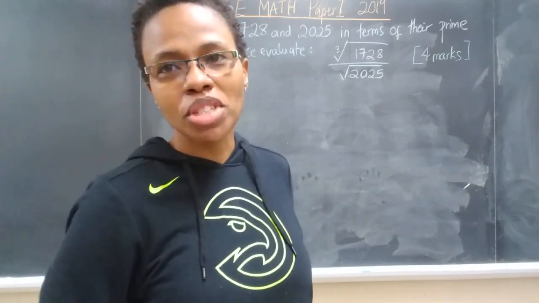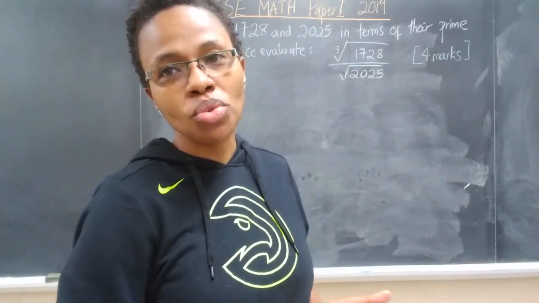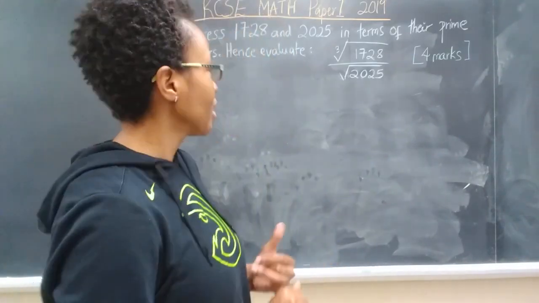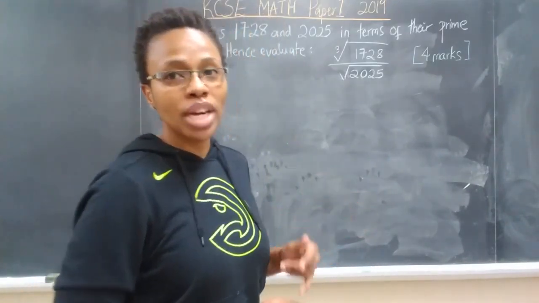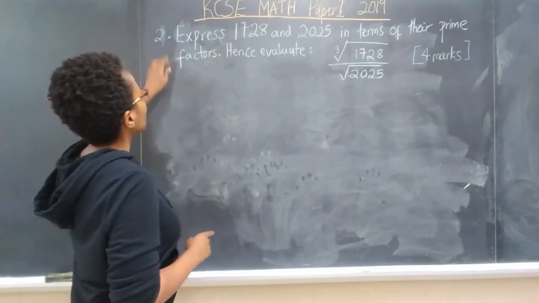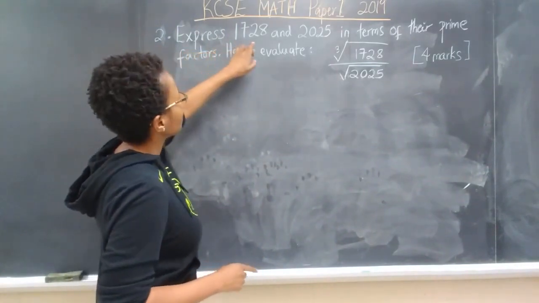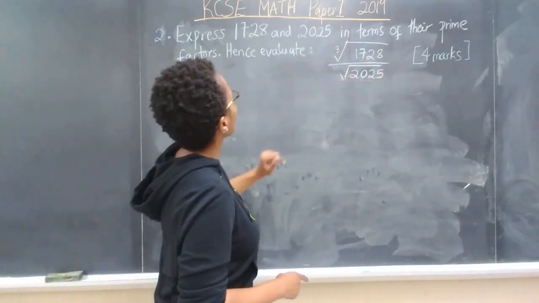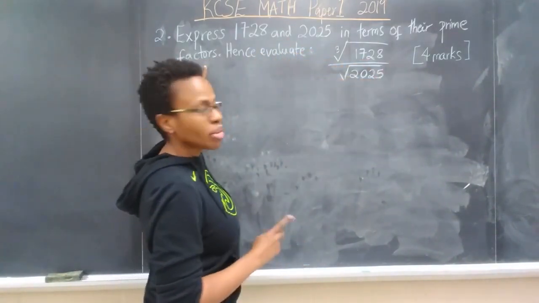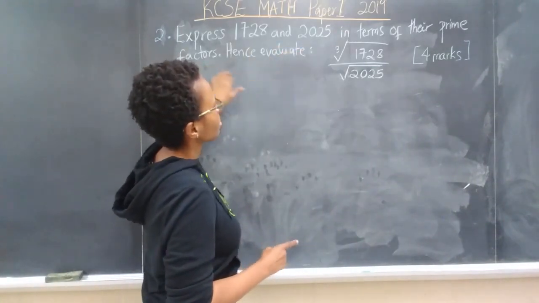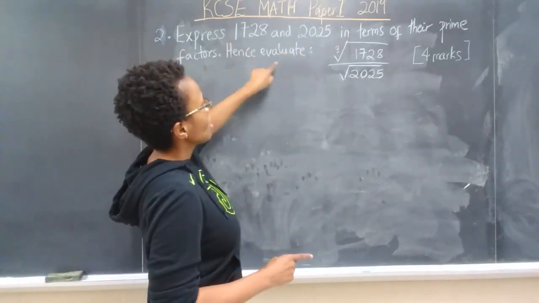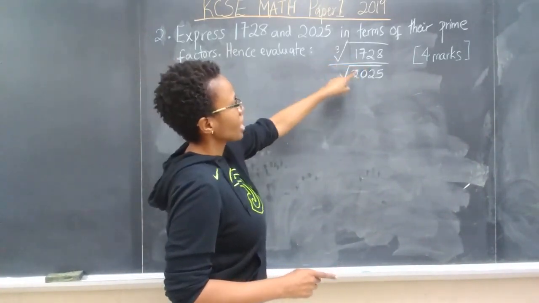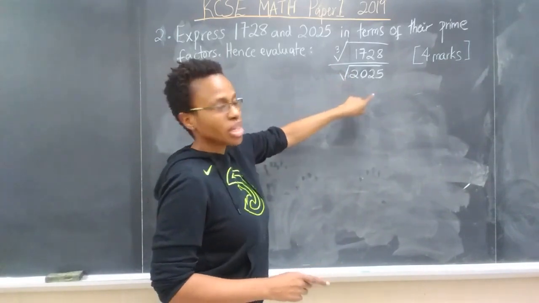So in this video we're going to be solving question 2 on the KCSE Math Paper 1 2019 paper. Okay, so let's read the question and then go ahead and solve the problem. The question asks, express 1728 and 2025 in terms of their prime factors. That's the first part of the question. So we express these two numbers in terms of their prime factors, and then after that we evaluate the cube root of 1728 divided by the square root of 2025.